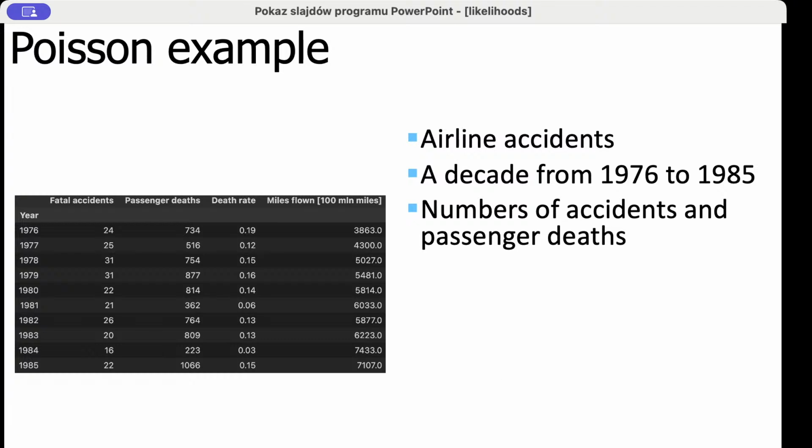As you can see, during the decade, the number of miles flown, each of those multiplied by 100 million miles, practically doubled during that period.